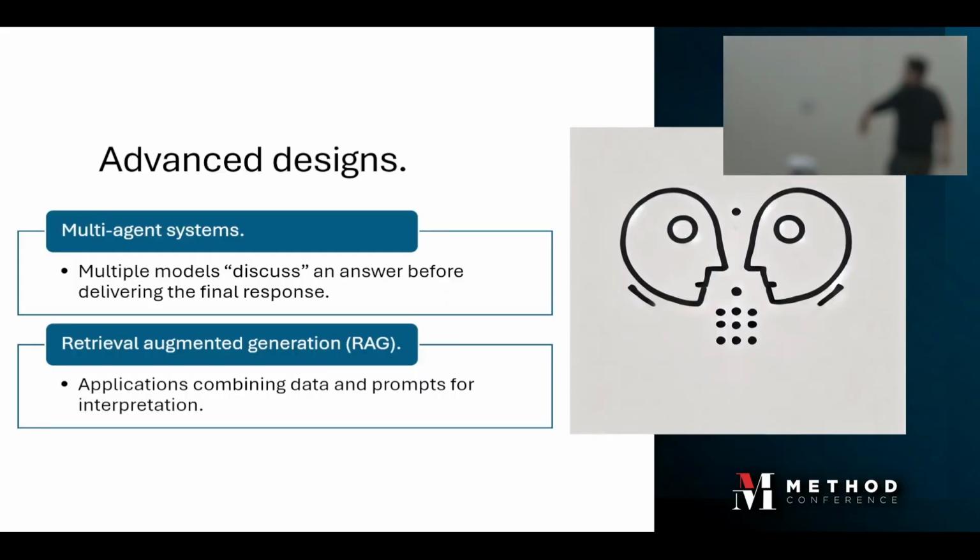So let me touch on some advanced designs, because these will be important for how we structure our chatbot. Multi-agent systems: multiple models discuss an answer before they reply. Model, LLM, interchangeable. You have it give feedback on itself before responding. And then retrieval augmented generation: applications combining data and prompts for interpretation, which is what we're going to focus on, if you couldn't tell. That's going to be our big one. But again, I'm just giving the terminology to discuss some of these concepts, right?